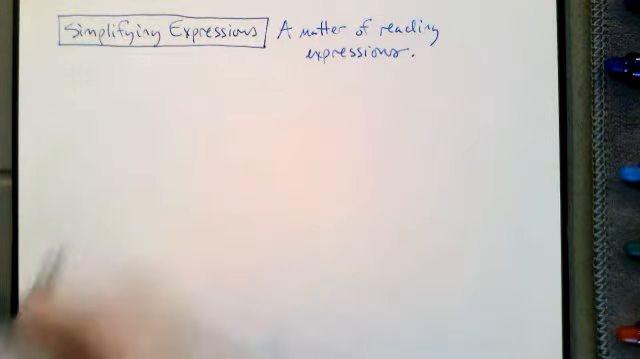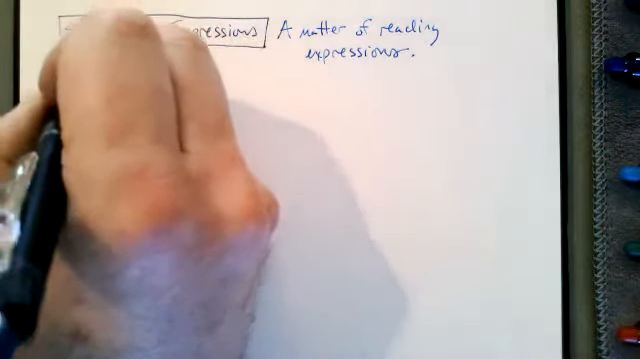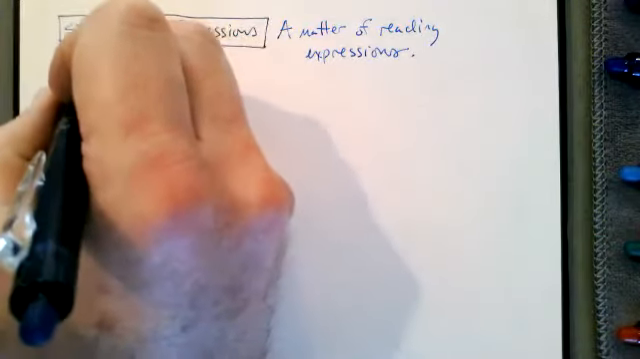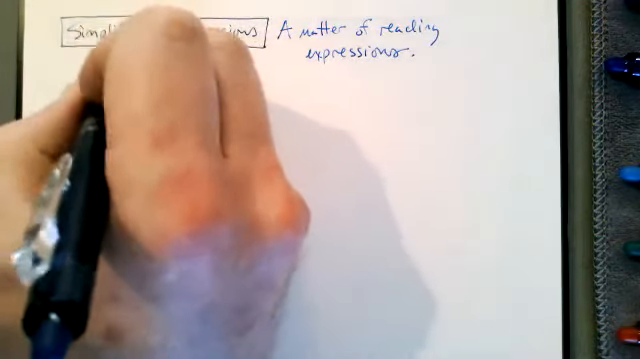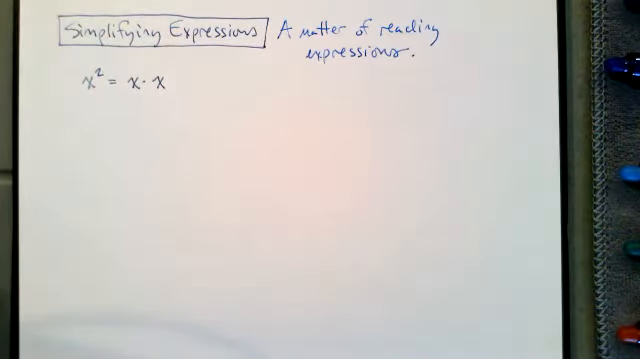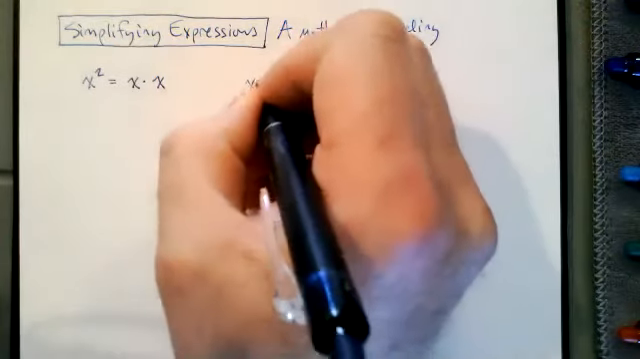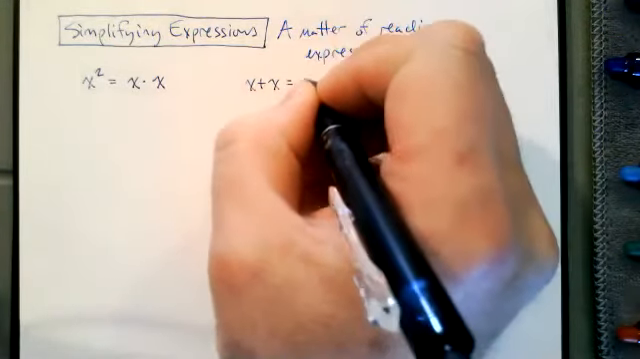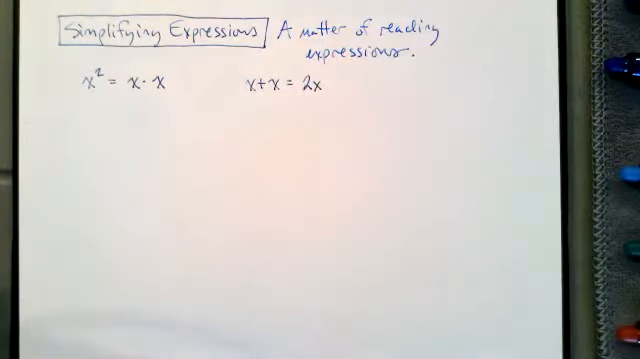So what I mean, I'm just going to do death by examples. When we write x squared, we mean x times x. The exponent 2 indicates that we are taking two copies of x and multiplying them together. In the same way, if I write x plus x, I write 2x. When I write the expression 2x, I mean 2 times x, and that means x plus x.